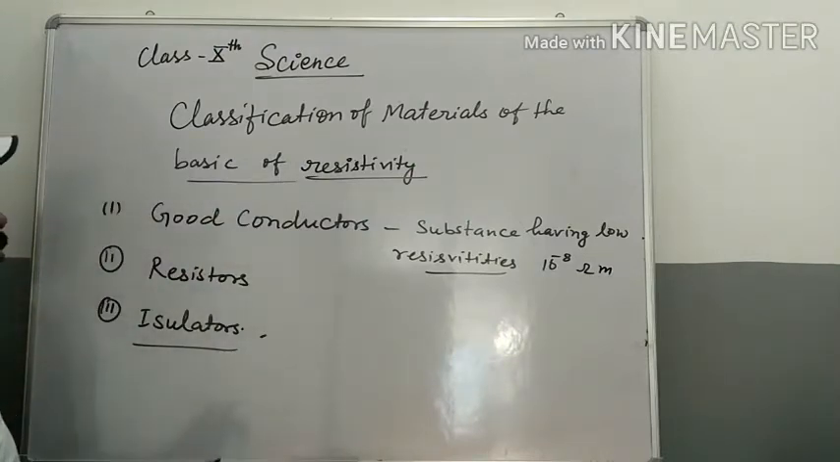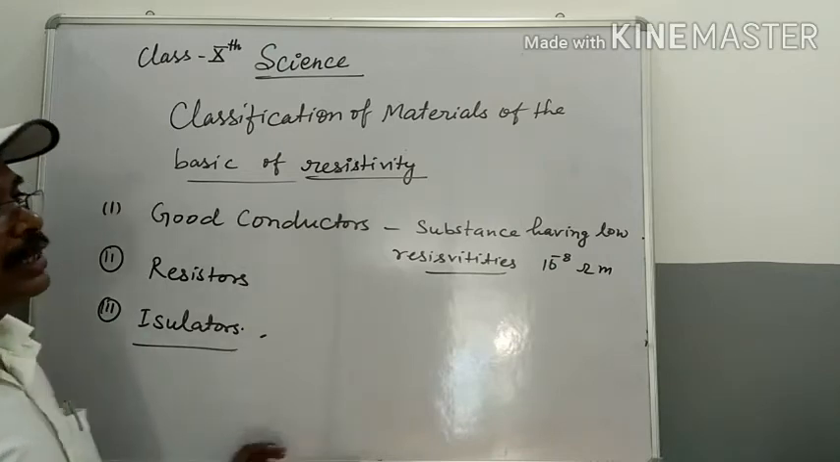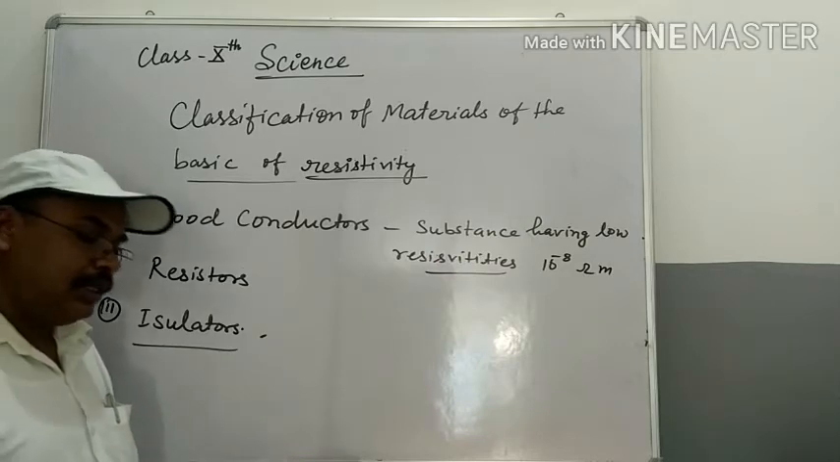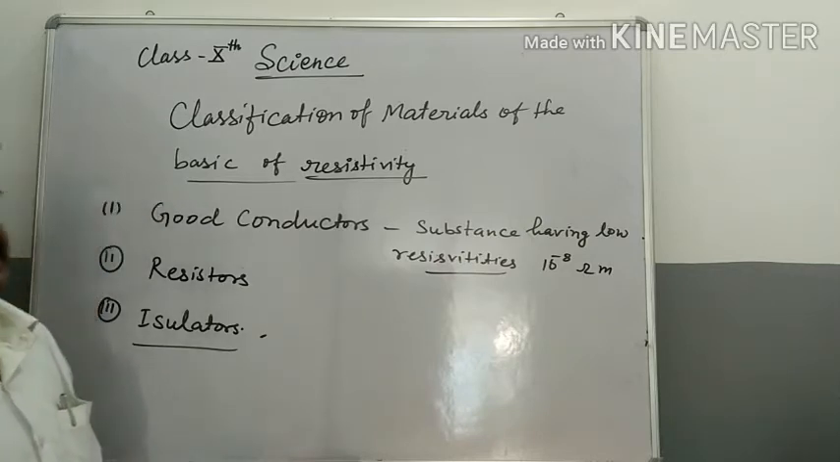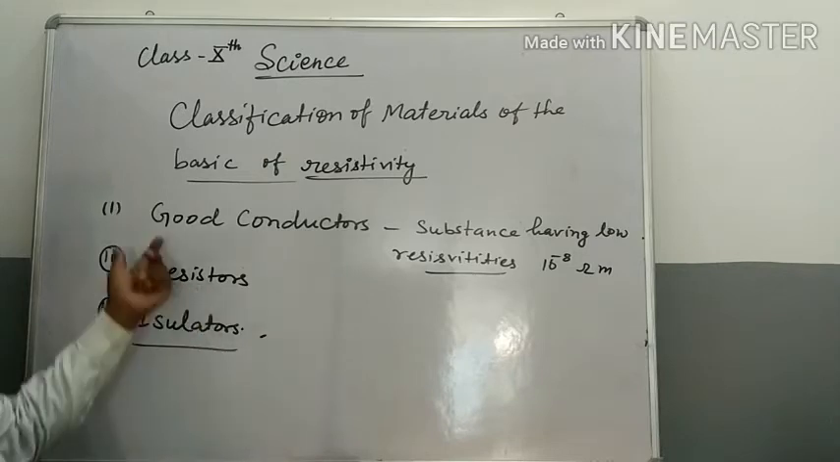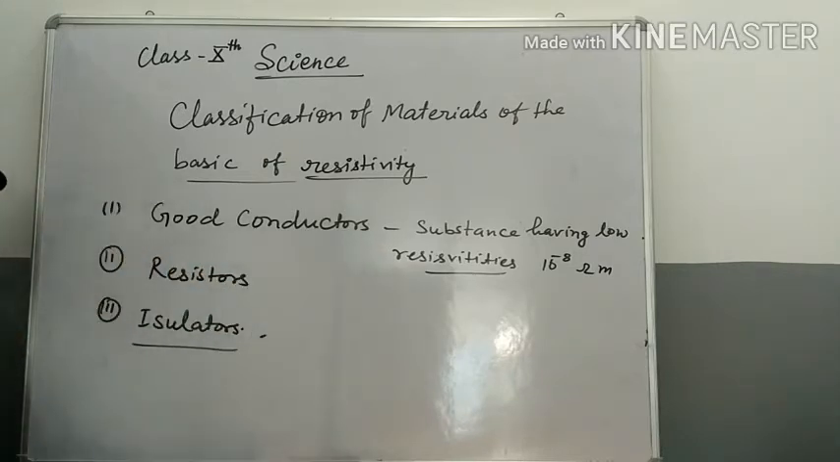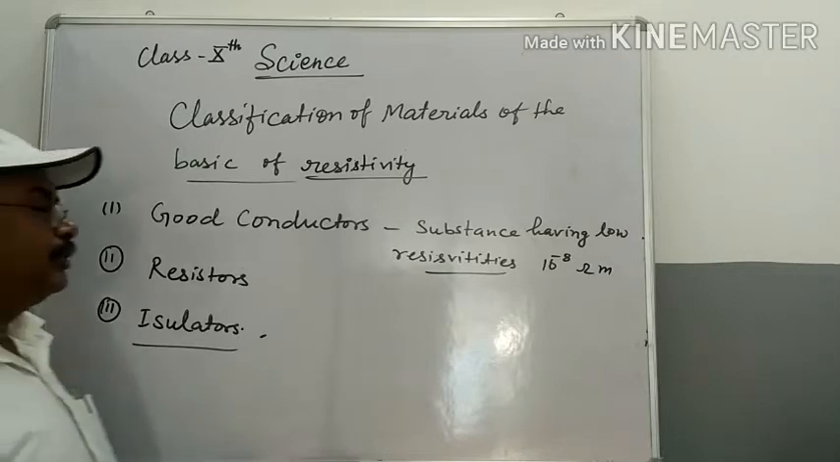Students, metals like aluminium and copper are very good conductors of electricity, and so they are used for transmission of electricity due to this property.